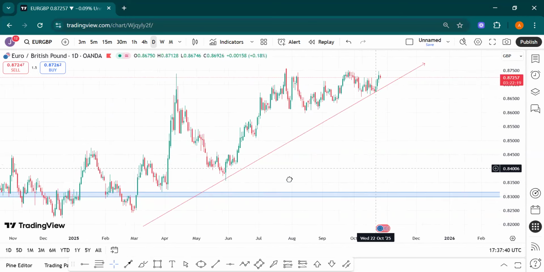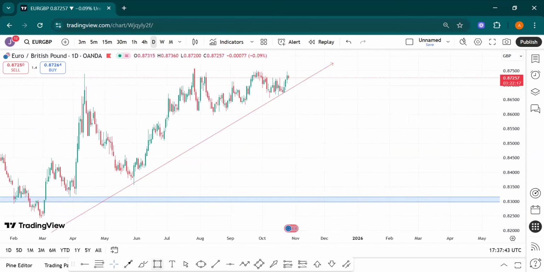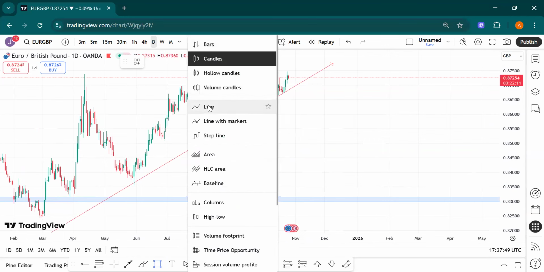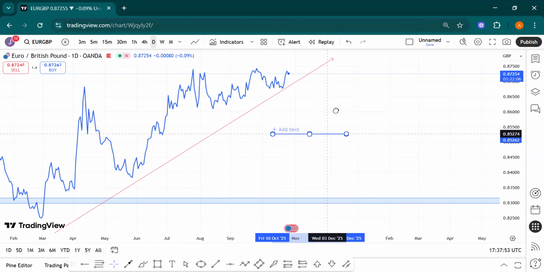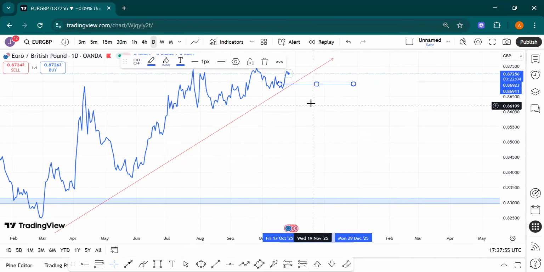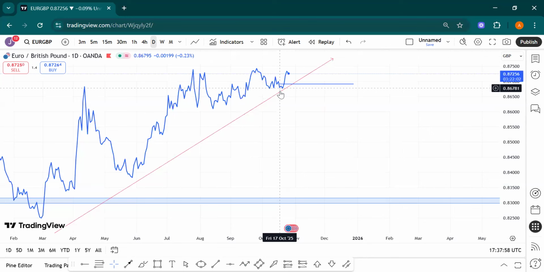I can as well come here back to my line chart. So the best place to engage this market would be if the price can come as low as this point where we have like the neckline of the W pattern.